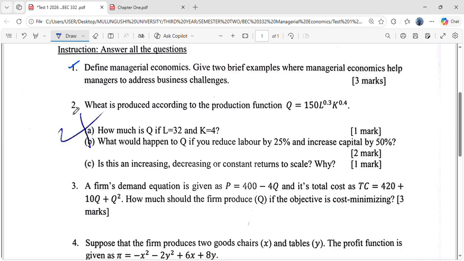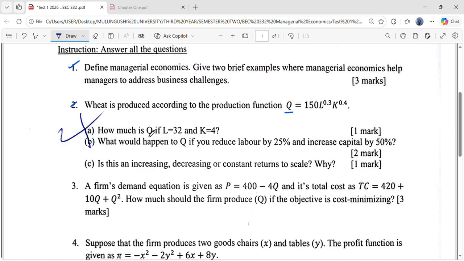So number 2 says, what is produced according to the production function, where quantity produced is equal to 150, L is labor, and K is capital. According to the factors of production, remember, the factors of production are quite a lot, but in this particular example they have only given us 2, that is labor and capital. If they give us, we also have entrepreneurship together with technology, which is coming on board.